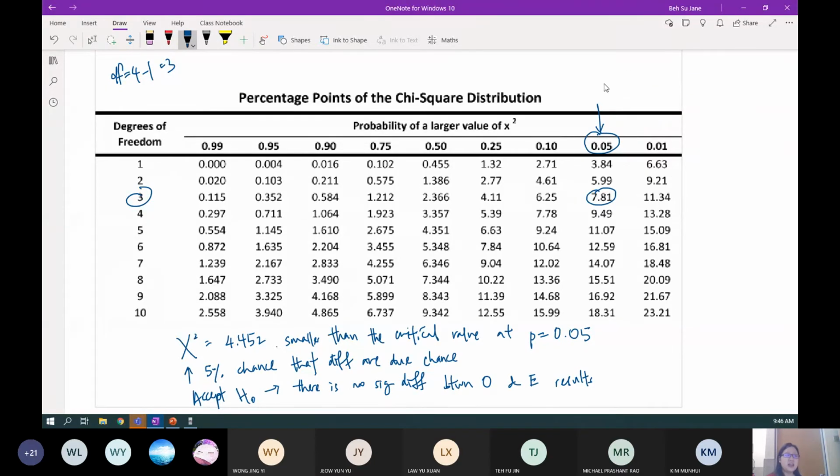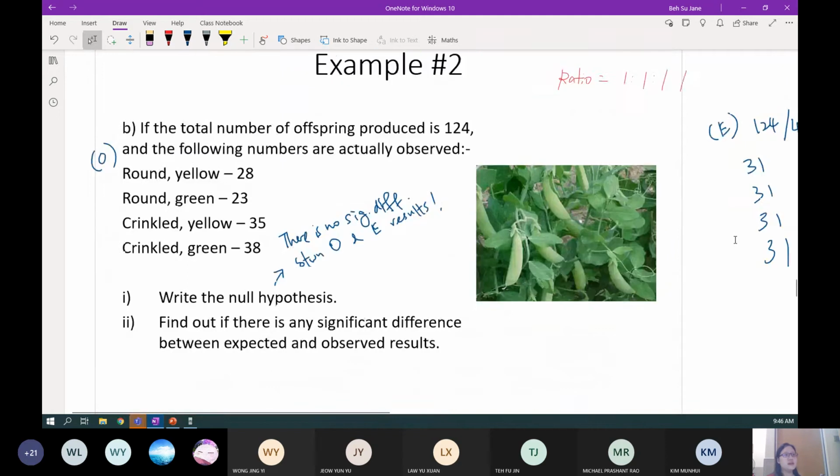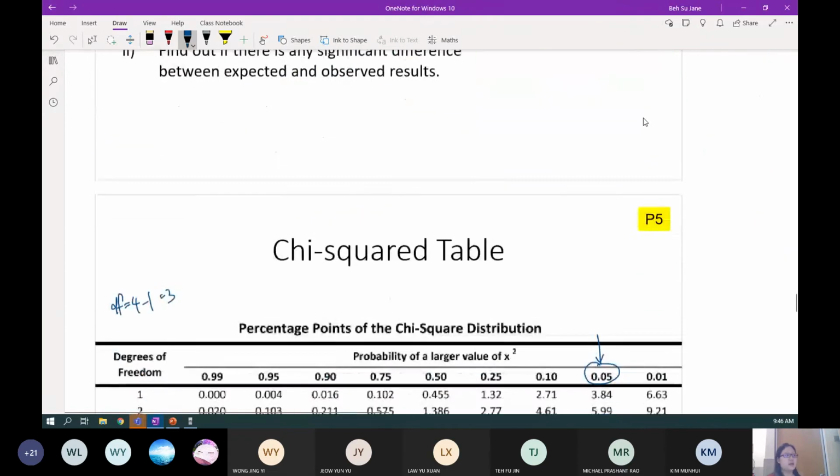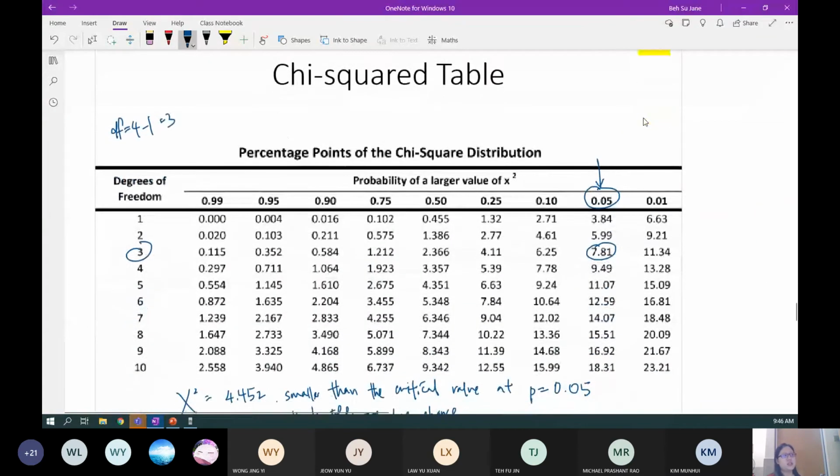But typically, classical examples, we all look at 5% only. For beginners, look at 5% only. Someone asked, why is it 4 minus 1? Well, there are 4 different classes, so 4 different phenotypes, 4 different categories. So it's 4 different categories minus 1. That is the degree of freedom.